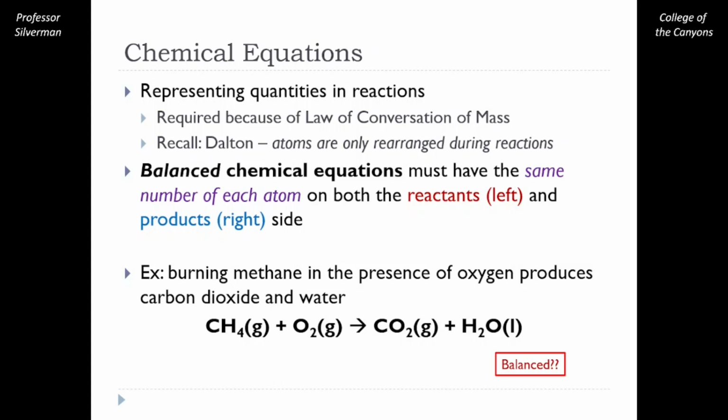We need to represent the amounts in our chemical reaction because we want to obey that law of conservation of mass. We want to obey Dalton's atomic theory. Our atoms are only going to be rearranged when we do our chemical processes. They're not going to be created or destroyed. Because of that, we need to have the same amount of each element on the left side of the arrow as we have on the right side of the arrow.